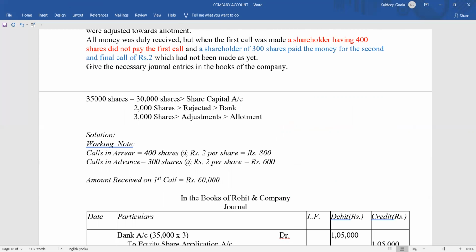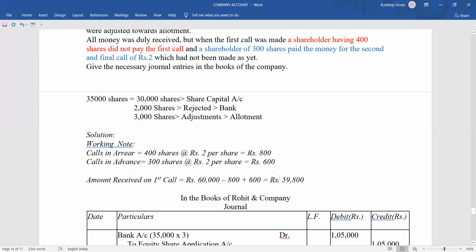Out of that, we have to deduct what we have not received. We have not received the arrear, that is 800 rupees. And what extra have we received? Calls in advance, that is 600 rupees. So how much is the amount now? It is 59,800, right? So this is the amount received on first call. Here, 60,000 we were supposed to receive. From there, we did not receive 800, so it comes to 59,200. And again, we have received the advance of 600, so it comes to 59,800 rupees. Clear? So what will be the journal entry for that? It will be bank account debit 59,800 rupees.